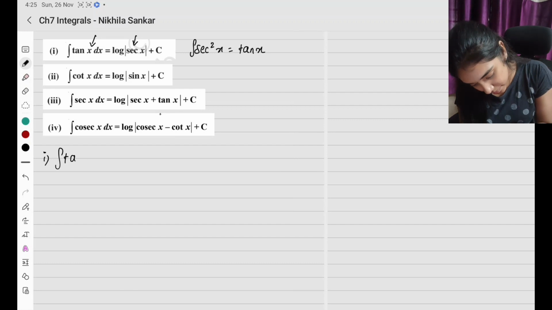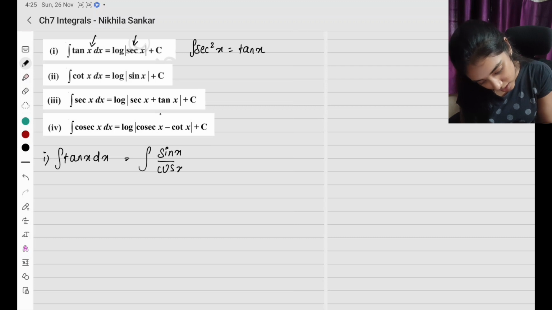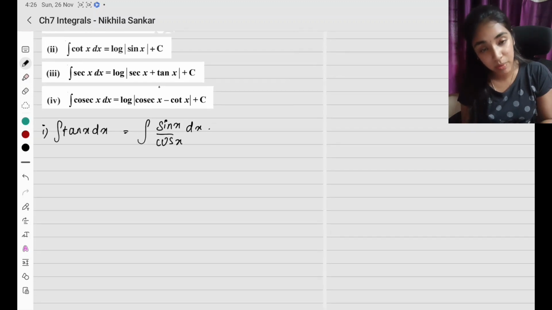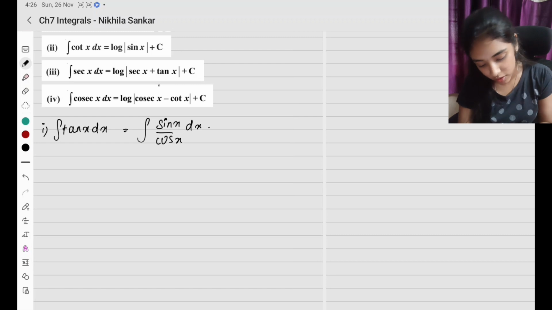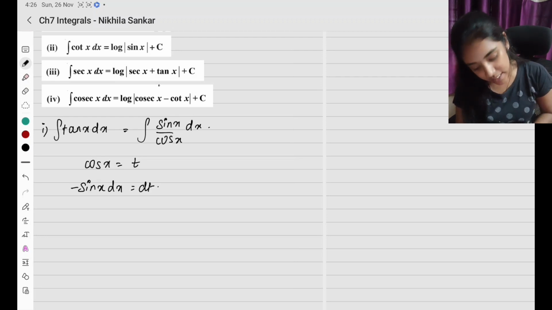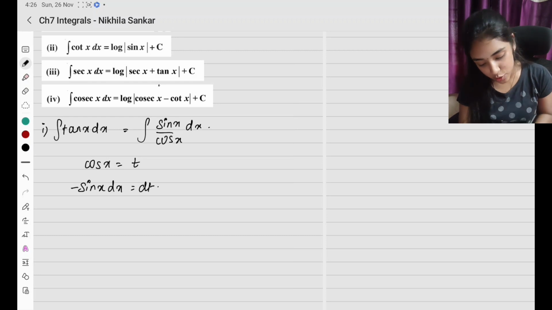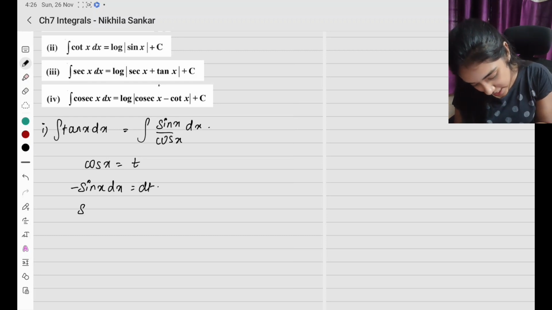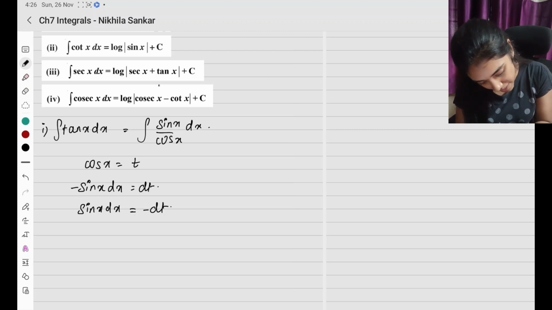So, I have integral of tan x dx. How can we write tan? Integral of sin x by cos x times dx. Now how am I going to solve this? Substitution method. So what will I substitute? Cos x equals t. What is the derivative of cos x? Minus sin x dx equals dt. So this is the substitution I am making. Here I need sin x dx only. Forget the minus. Sin x dx equals minus dt.